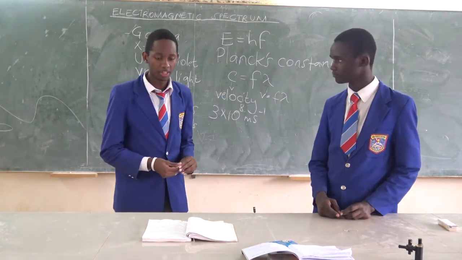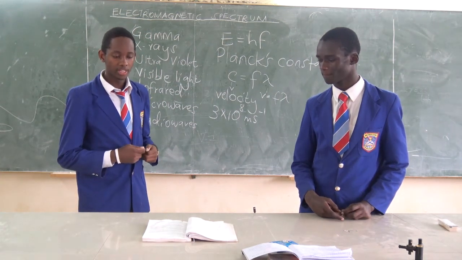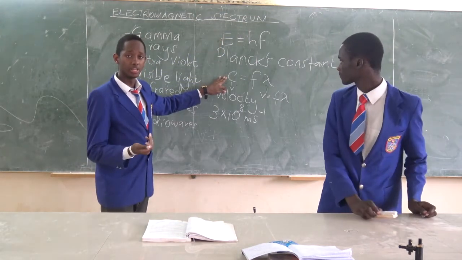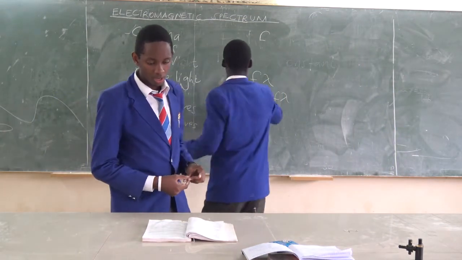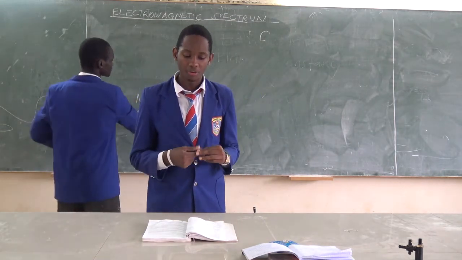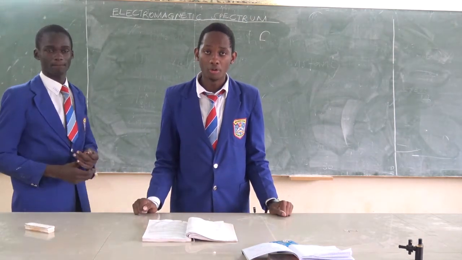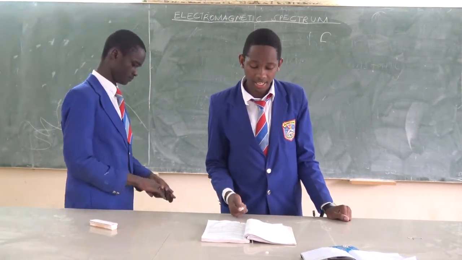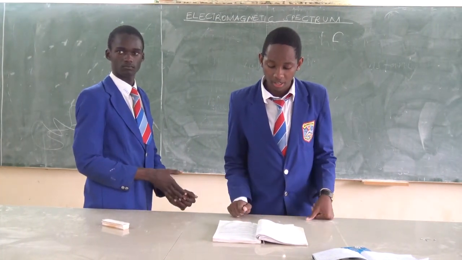All right, let us know some other properties. Okay, we can look at how we can apply these formulas that we have just learned in equations. We can take, for example, green light has a wavelength of 5 times 10 to the power negative 7 meters. Calculate the energy it emits.